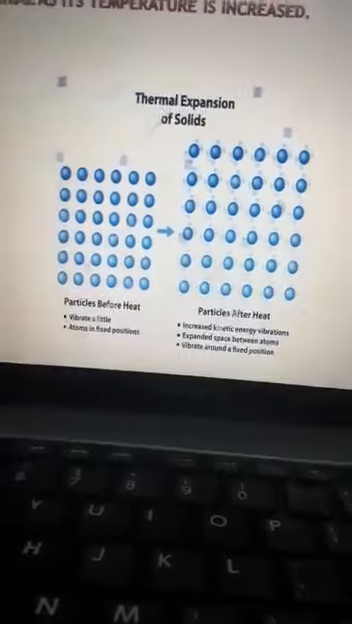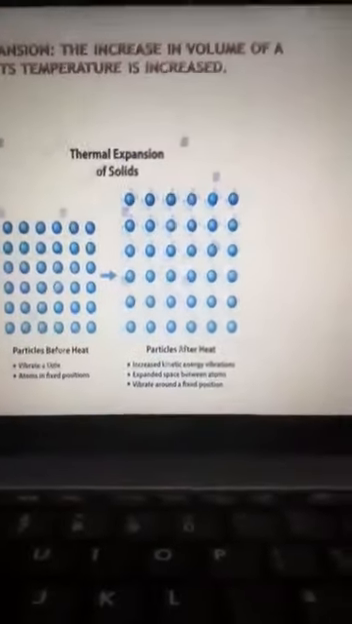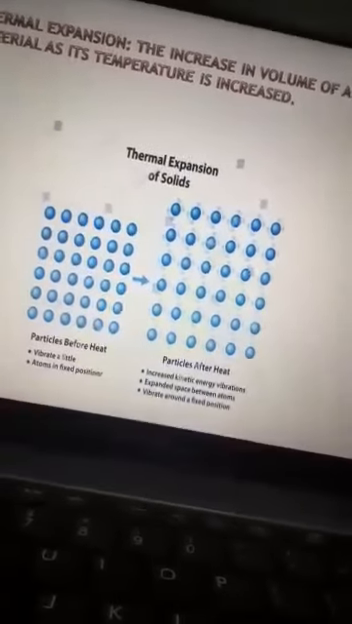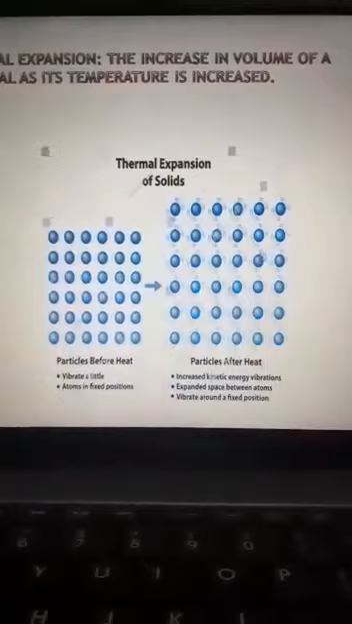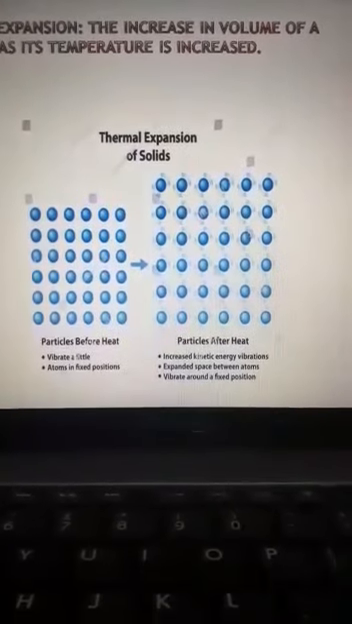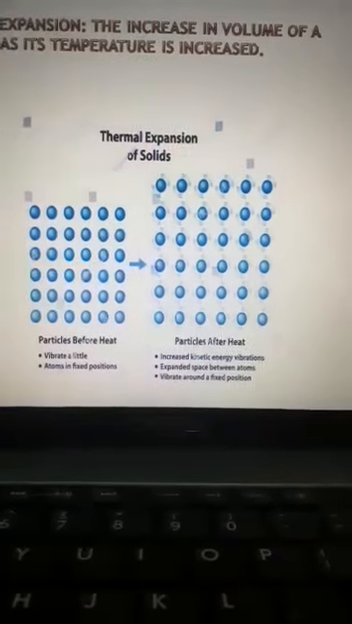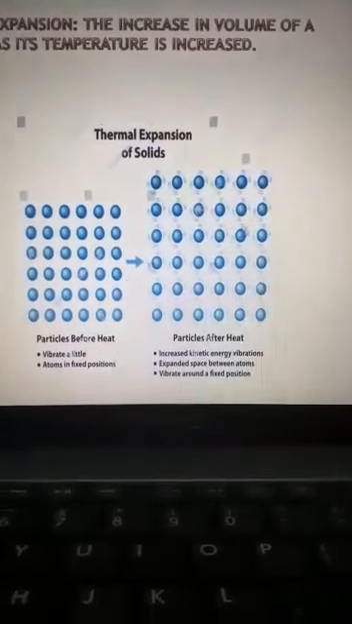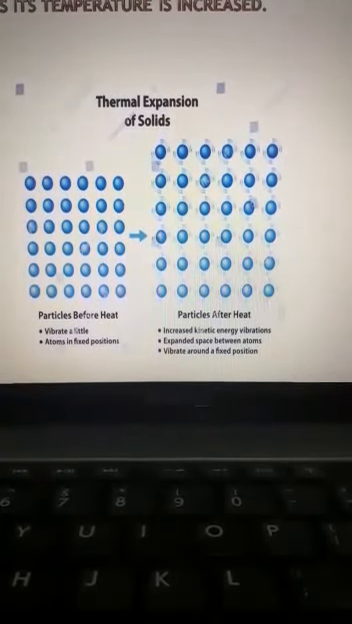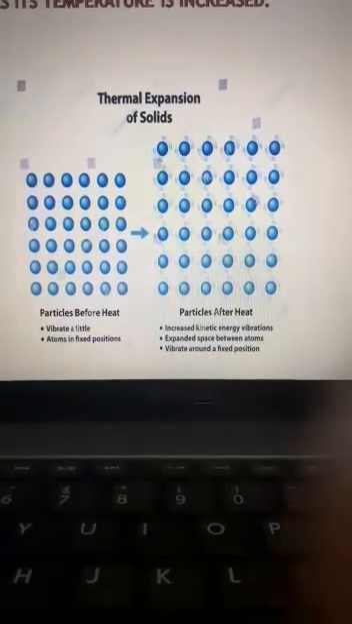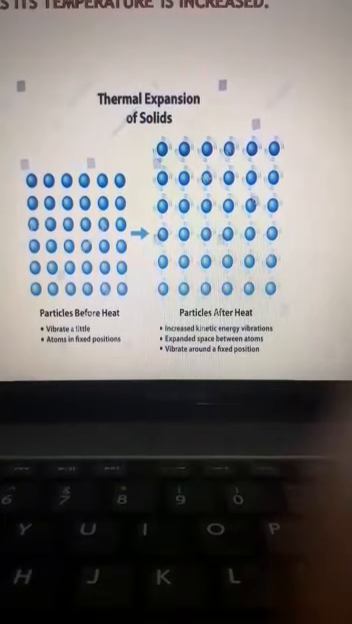Now what is thermal expansion? Thermal expansion is the increase in the volume of a material as its temperature is increased, right? Thermal expansion means the increase in the volume of the material. Let's have a look at the state of the particles when they are in a cold state, or when their temperature is increased, right?